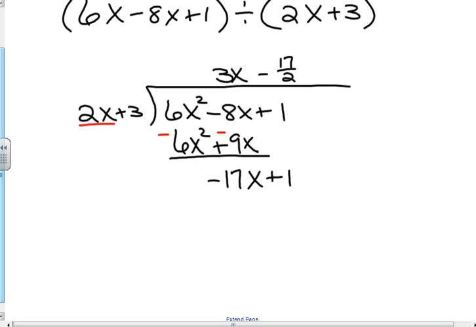Everybody good with where the fraction's coming from? If not, it's first term to first term. It's that negative 17x is being divided by just the 2x. The x's cancel, and there's your negative 17 halves. And if you want to use 0.5 instead, it won't be a fraction on the test. We'll make sure it falls out as a whole number, but it's not that big a deal either way.